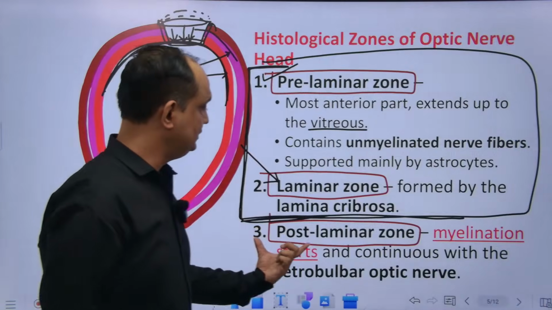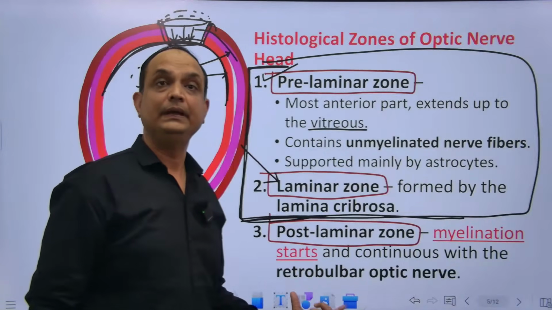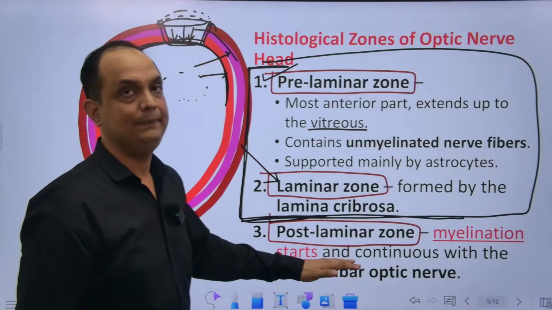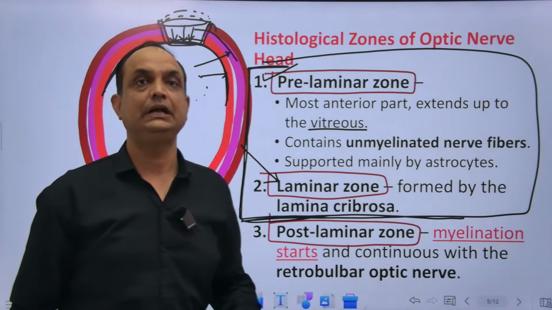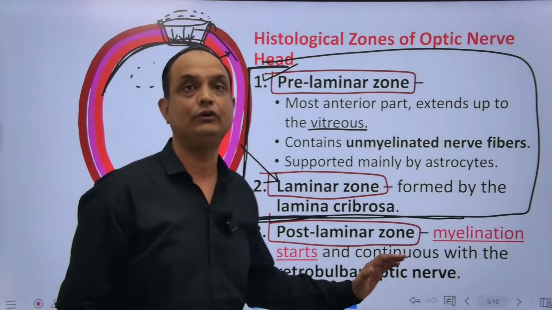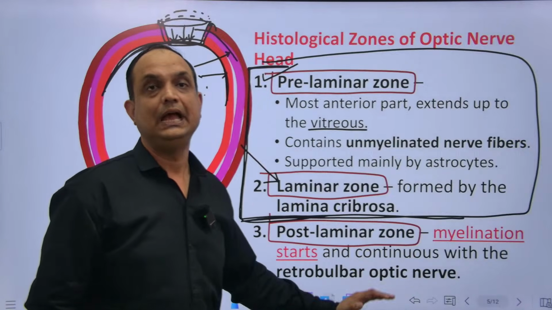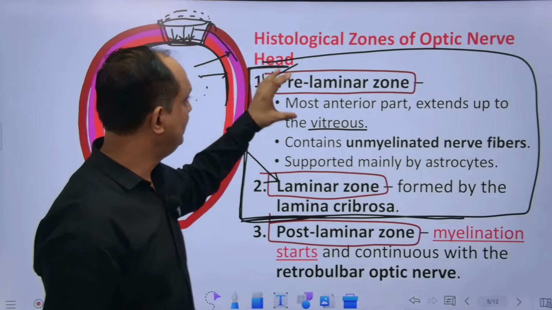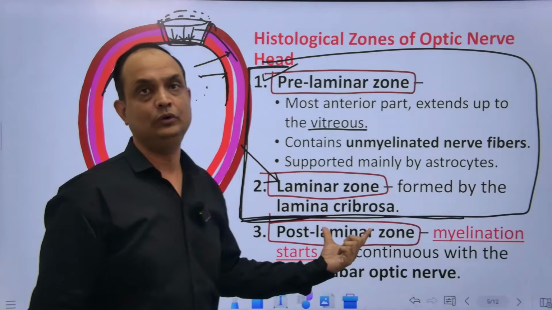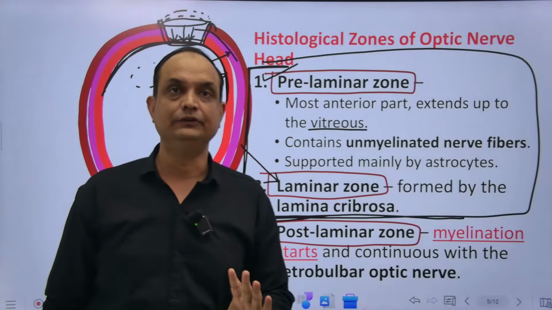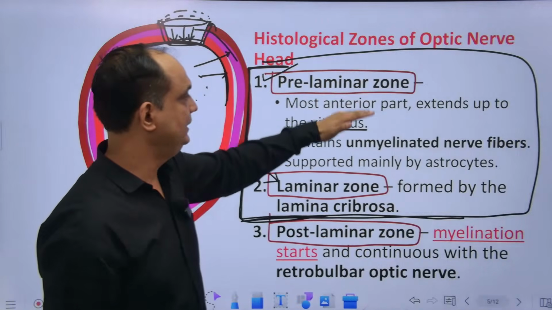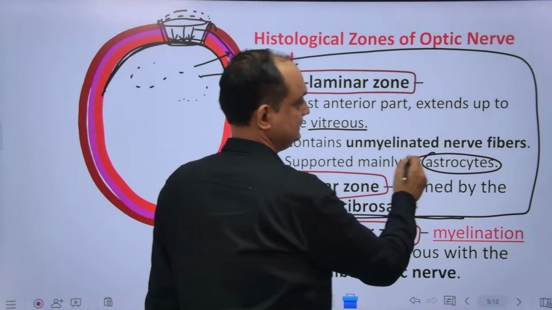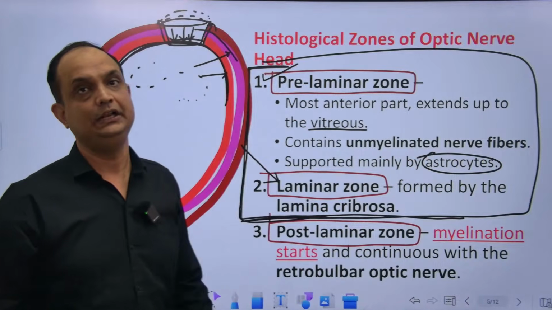Clear? The myelination starts after coming out from the eyeball, in the post-laminar area. Why does it happen? Because oligodendrocytes are responsible for the myelination of the optic nerve fibers, and these are absent inside the eyeball. So when we are talking about the pre and laminar zone, you don't have myelinated nerve fibers; they are unmyelinated nerve fibers, and they are only supported by the astrocytes. Clear? So this should be very clear in your mind.